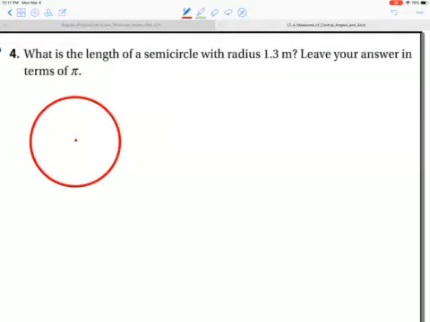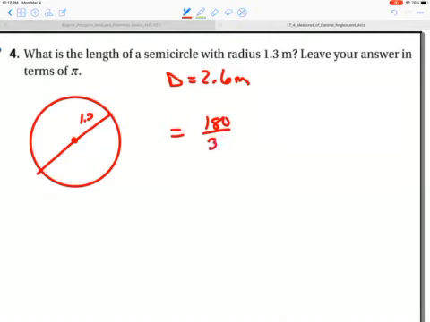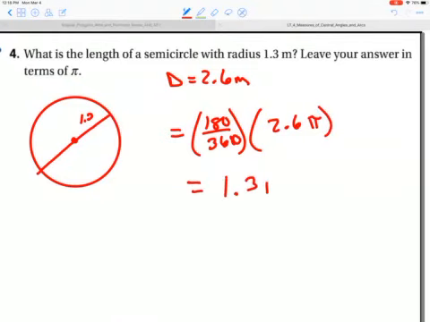Okay, in this one, we are looking at the length of a semicircle. So it's halfway around with a radius of 1.3. So that gives me a diameter of 2.6 meters. And it says to leave my answer in terms of pi. So my arc length is going to be 180 out of 360. That's my fractional distance, times diameter times pi. And so that's going to give me 1.3 pi meters. You type everything in but the pi, you leave that out. And you get 1.3 pi meters.